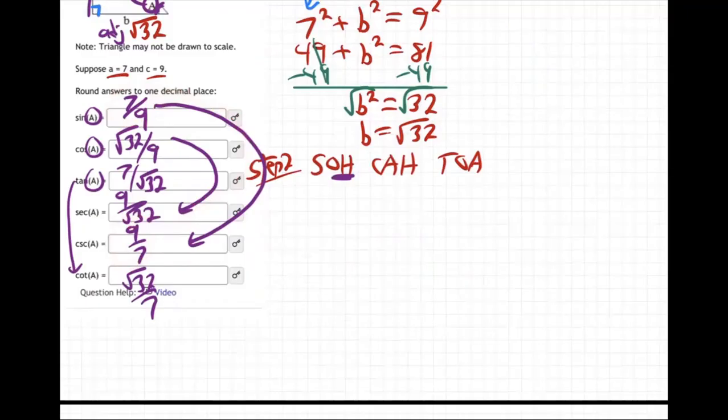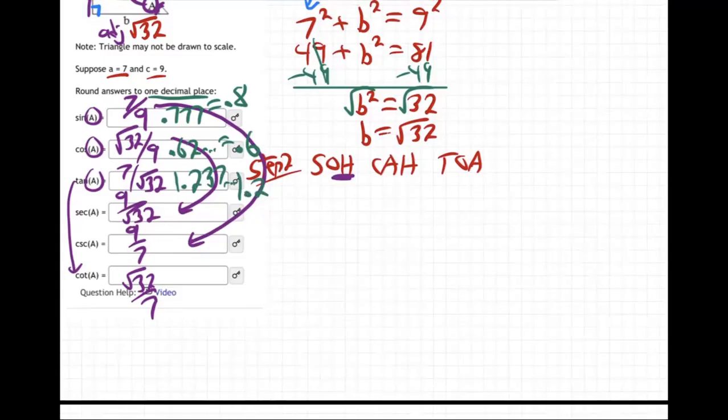Now let's just hit the buttons on your calculator. I'm just going to divide 7 by 9 because they want decimals on these. I'm getting 0.777 forever, which rounds to 0.8 because they said 1 decimal place. And the next one, square root of 32 divided by 9 on my calculator, I'm getting 0.62 and so on. So that rounds to 0.6, 1 decimal. Next one, tangent, 7 divided by the square root of 32. I'm getting 1.237, and so on. Round that to 1.2, 1 decimal place.